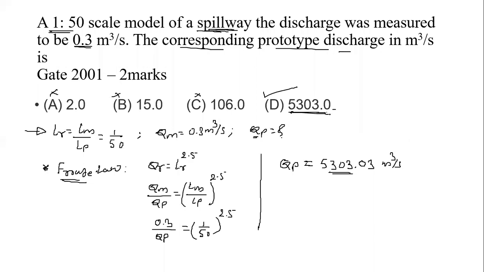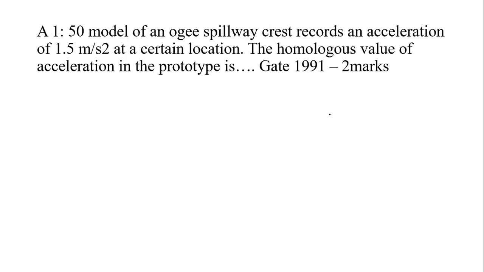Now we'll go for the next one. This was for GATE 2001 and it was for 2 marks. Simple steps are there. The thing is that we have to remember the relationship and the model law which is used for similarity. Next one, go through this one. I think this is not that difficult. It is also the same as the previous one, but the only thing is that we have to adopt a different scale ratio and get the answer.